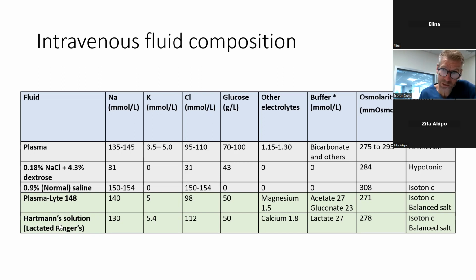solution or Hartmann's solution. They're more or less the same fluid. Or there's another fluid called Plasma-Lyte, which is also similar. And if you haven't got that, then use normal saline with glucose. The problem is normal saline is not ideal because it's got a lot of chloride in it. It's a rather acidic fluid, and you're better off using something like Ringer's lactate with glucose or Hartmann's solution with glucose.